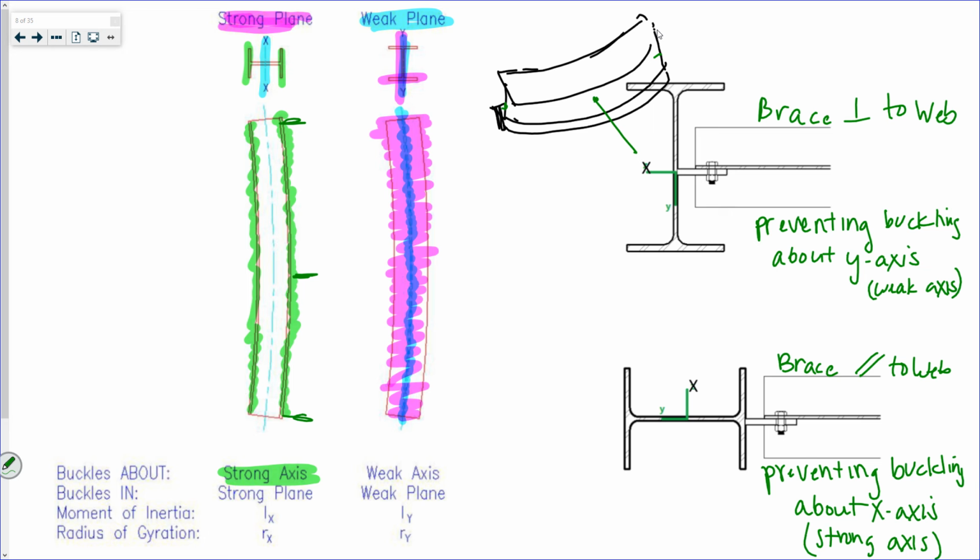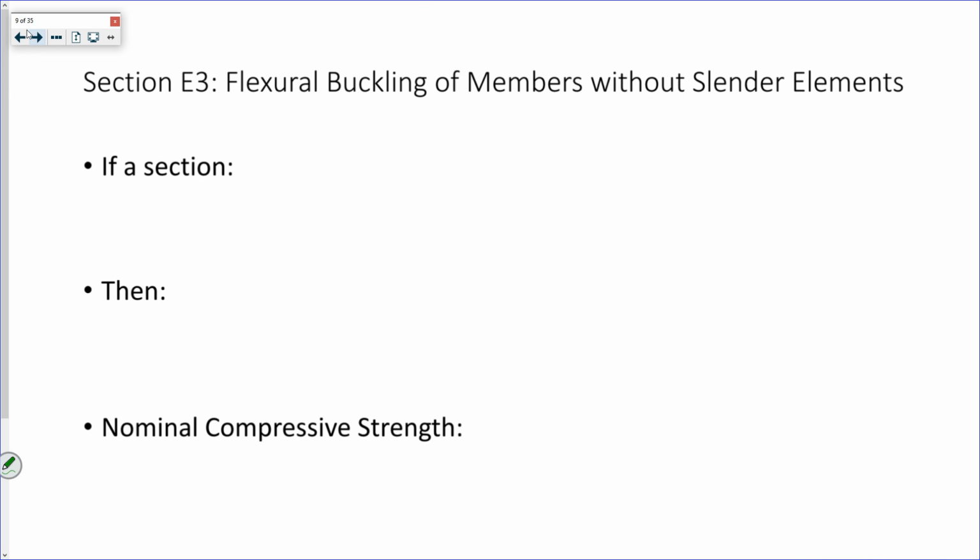Okay. I just wanted to hopefully have some more visuals about how that happens. So that's all about the effective length and the slenderness ratio. Section 3 is now where we're actually going to start calculating design strengths, right?